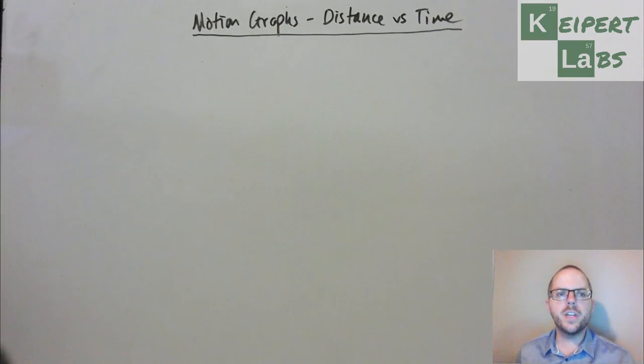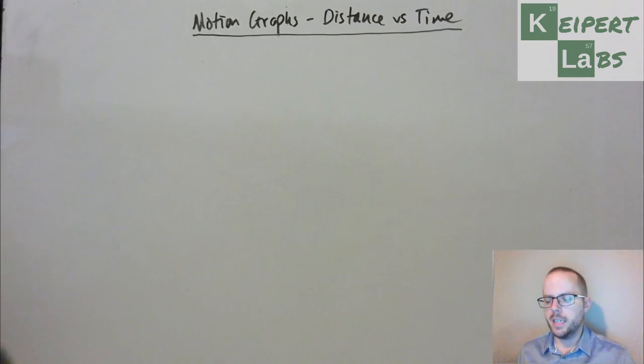In this video we're going to discuss the concept of motion graphs, specifically focusing on distance versus time graphs. So far in our physics topic we've been looking at how we can measure and describe motion, and we've been talking about it in terms of ideas like distance, speed or velocity, and time as things that we can measure. And so we've been practicing making graphs of measurements that we've made of one variable versus another.